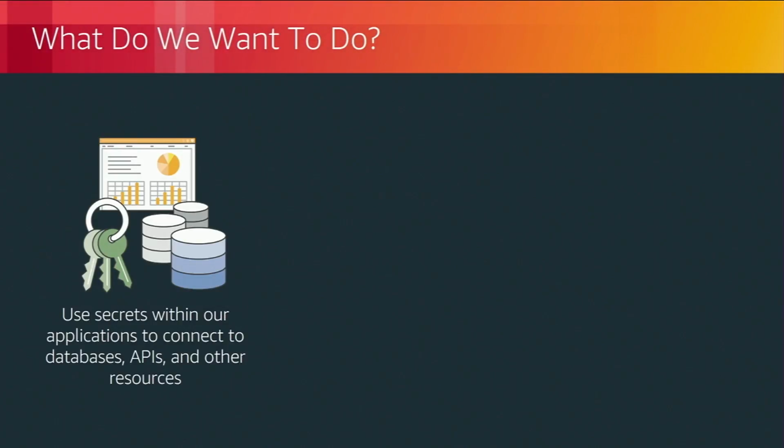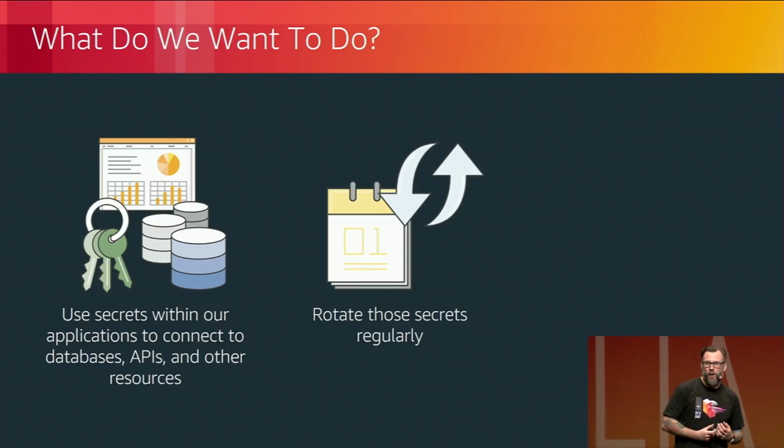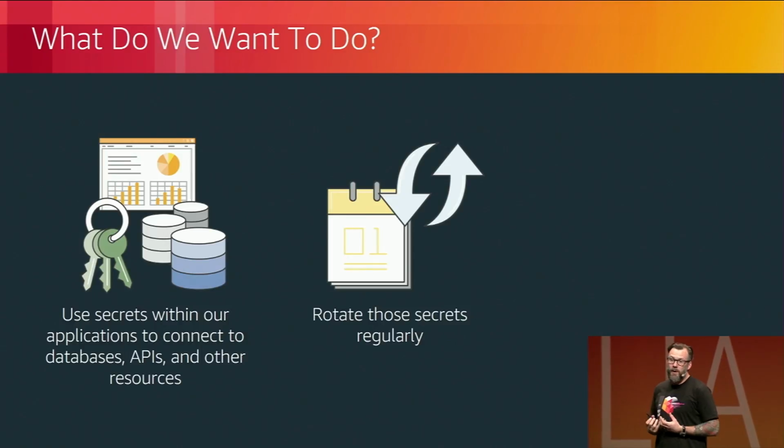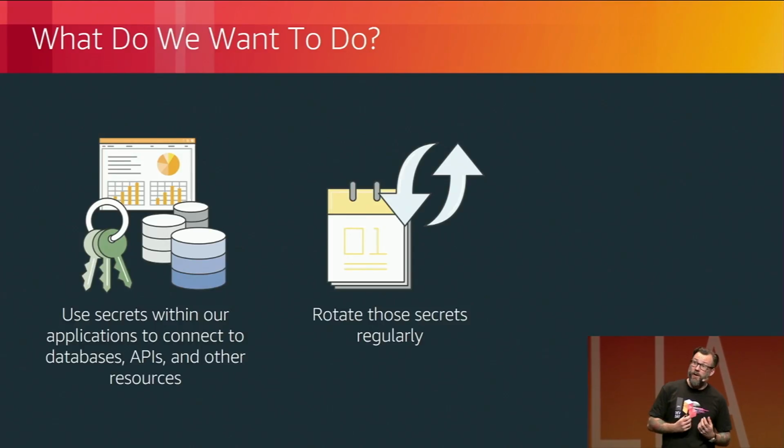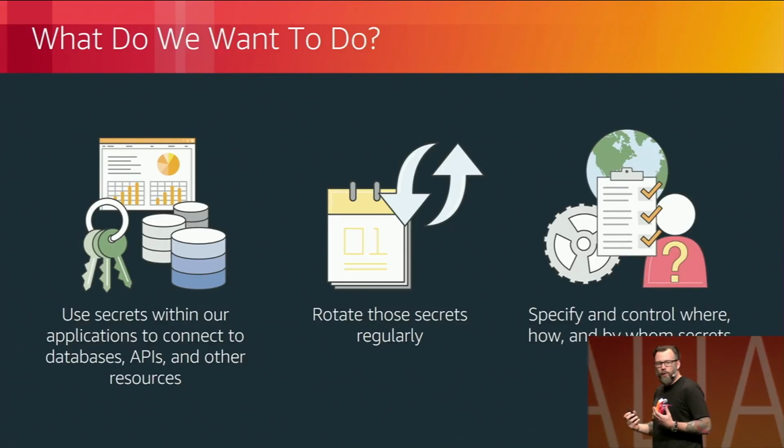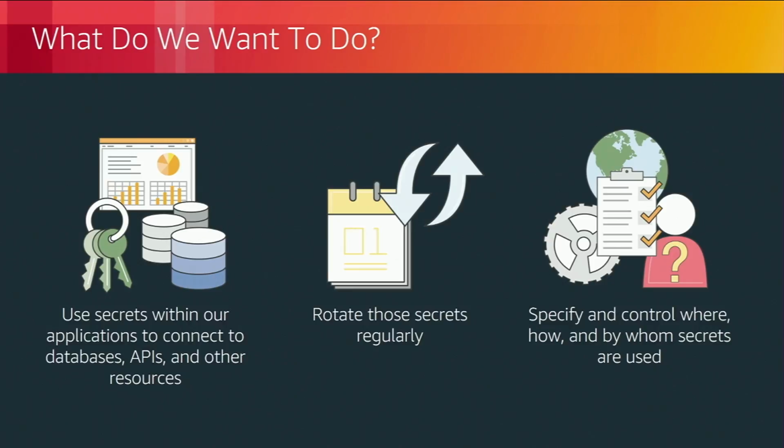are going into them. What we want to do when we build distributed modern applications is connect between those components. There are credentials we need to speak to databases, call APIs, and other resources. We also want to make sure that where we do have to use secrets and we're not able to take advantage of IAM roles, that we rotate those secrets regularly. And then we also want to know who's accessing those secrets, where they're accessing them from, and how they're using them.